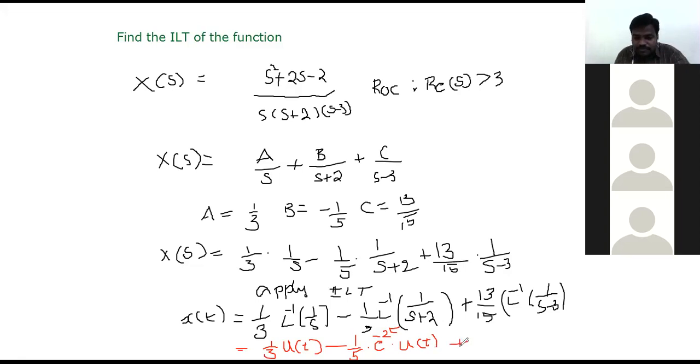So plus 13 by 15, and I think you will have e power 3t into u of t. So this is the final answer. Please, all of you look at this. So till now we have solved the Laplace transform for the given function x of t. And now in this case we have just determined the solution for the inverse Laplace transform of the function X of s.